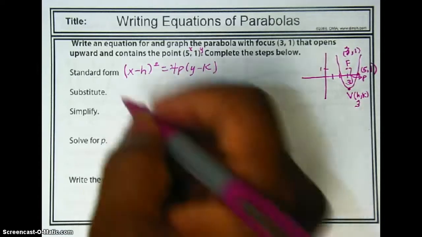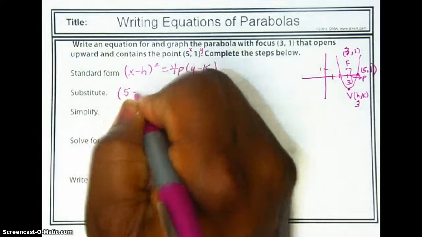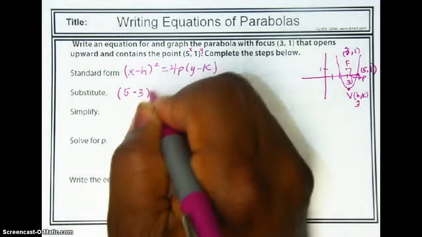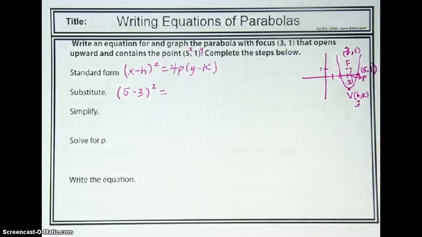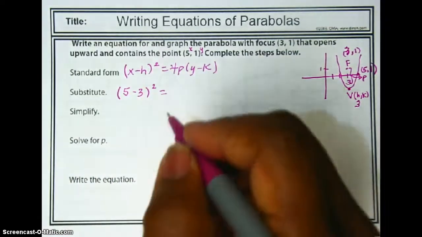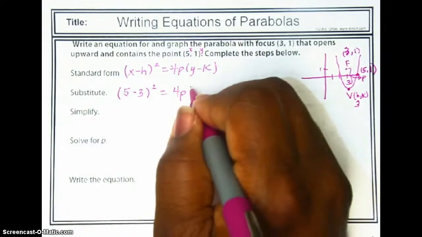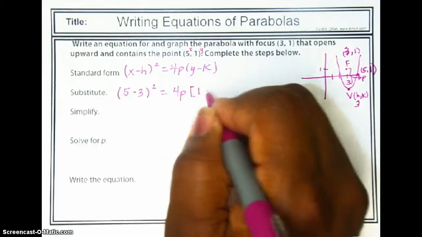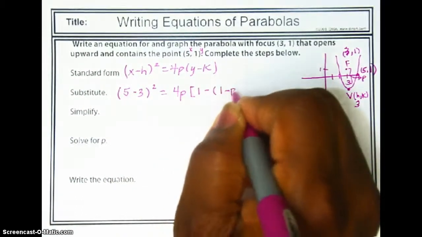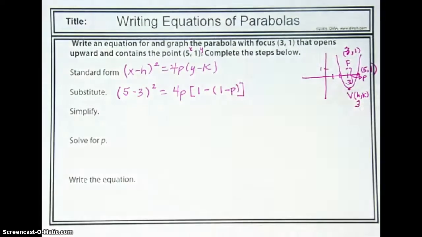So I'm going to make some substitutions here. x is 5, h is 3. We'll square that difference. I don't yet know the value of p, so I'll leave that as 4p. I can write y as 1, and then k I'm going to write as 1 - p.